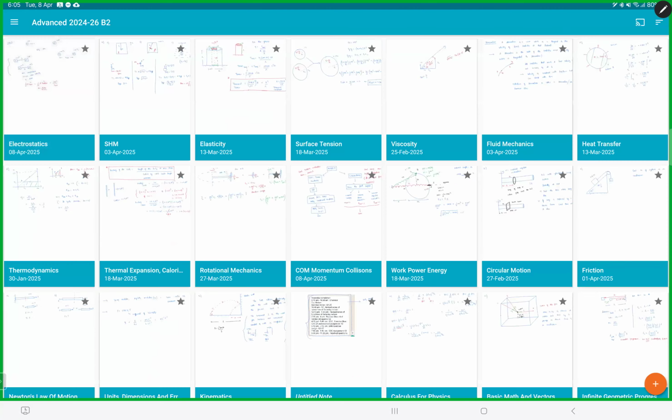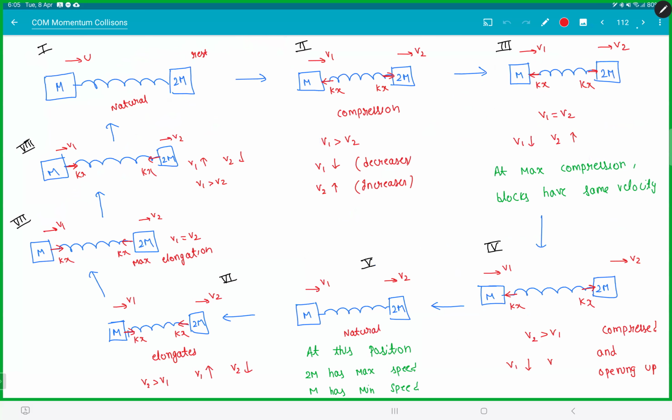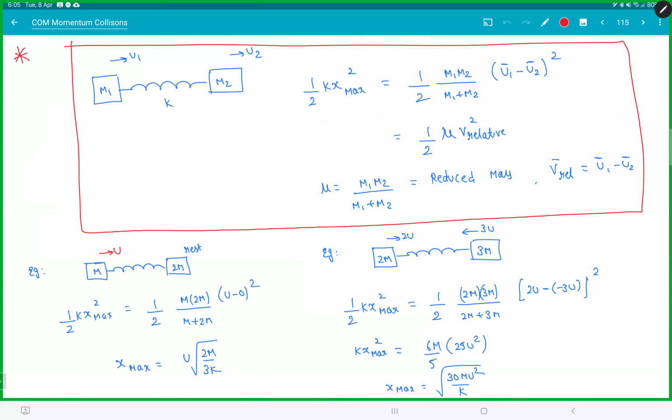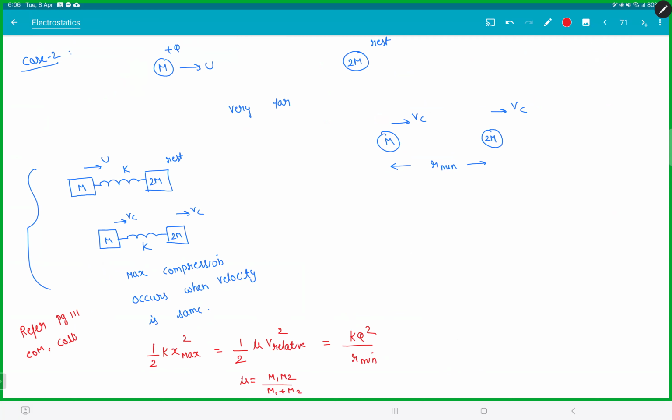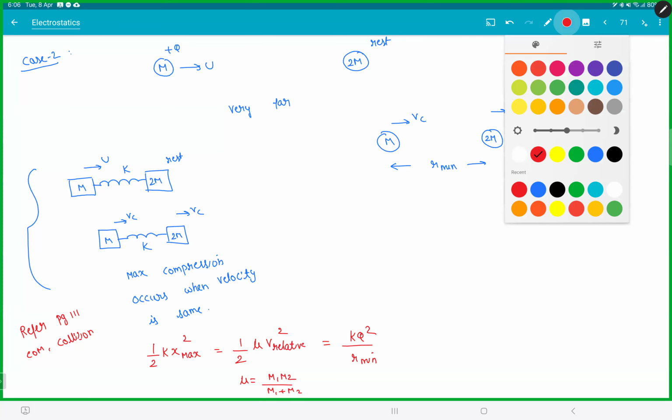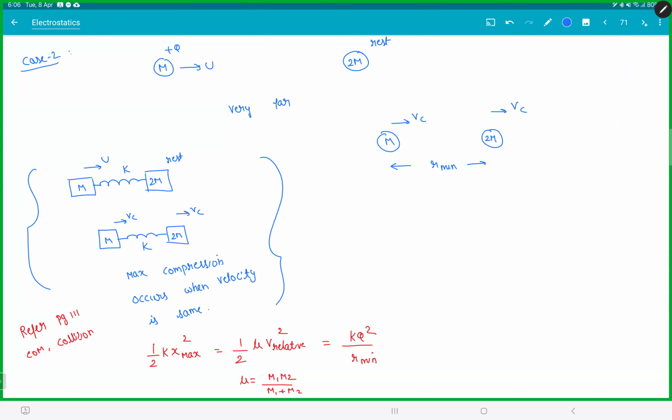So this thing, you should definitely refer in case you have a problem. We had a full-fledged discussion on this question. Page 111, we literally drew each and every situation that is possible here. And this is the shortcut if you remember, reduced mass: half k x max square is half mu v relative square. So for page 111, center of mass collisions, having this idea is important.